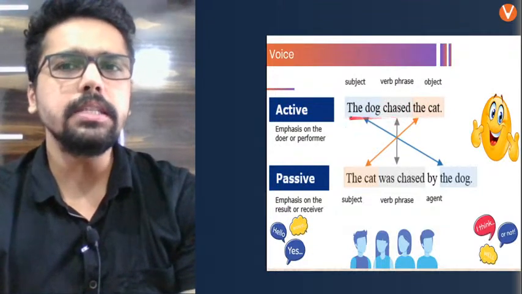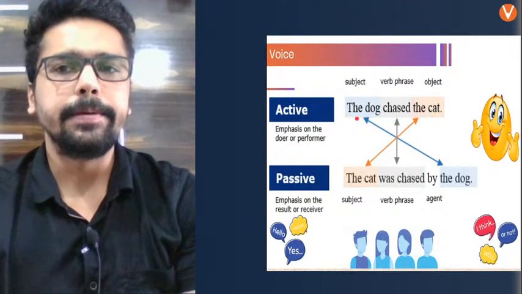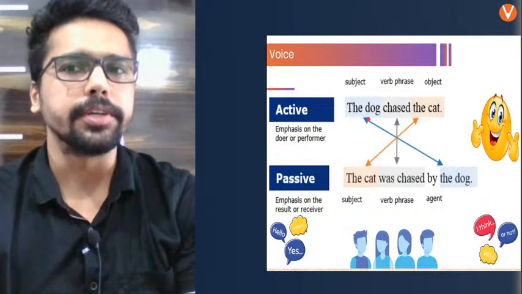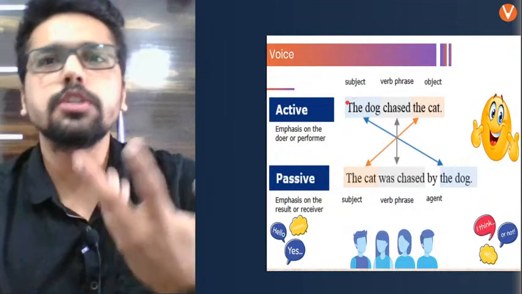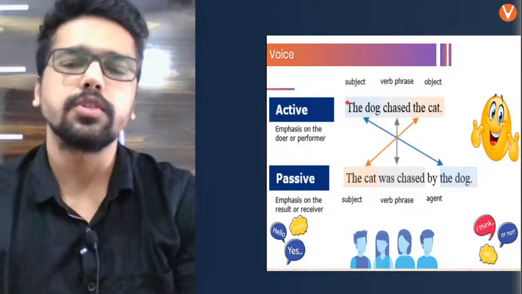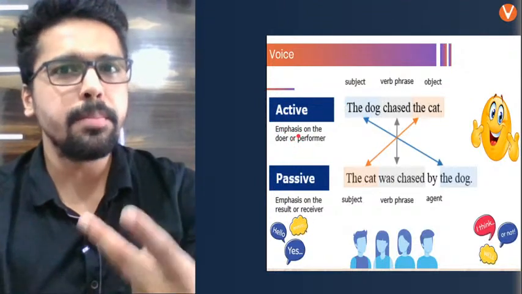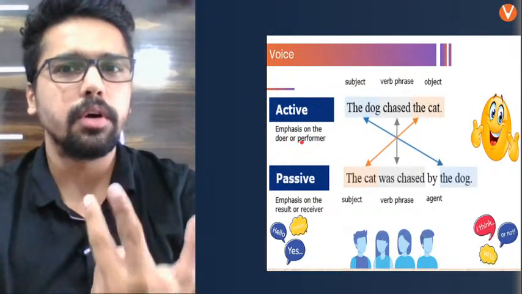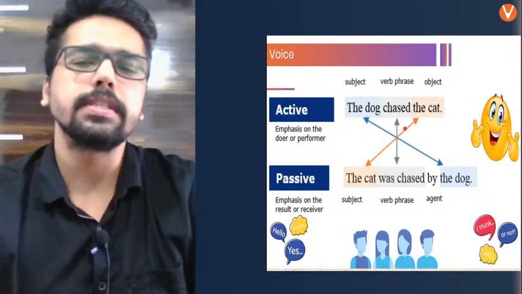Now, you clearly see in this sentence, that is, the dog chased the cat. The subject is the doer of the action here. The subject is the dog, and of course, the dog is doing the action, that is, performing the action. So you see, the emphasis is on the doer. Emphasis, that is the importance, is on the doer of the action, on the performer of the action. That is how the sentence is in active voice.